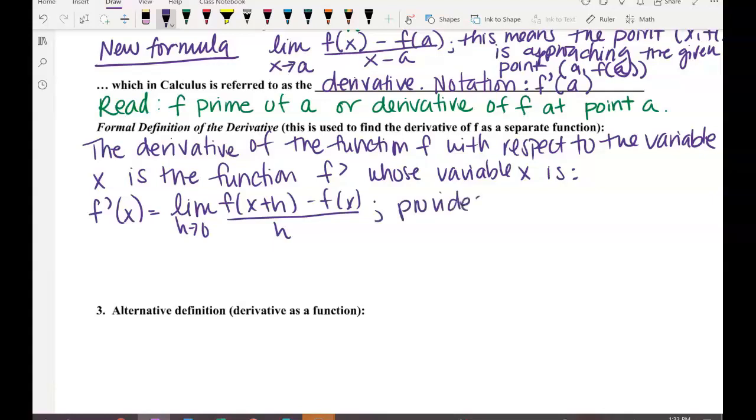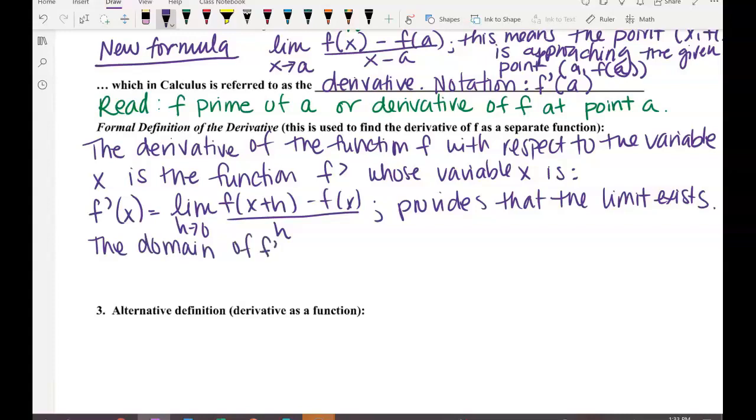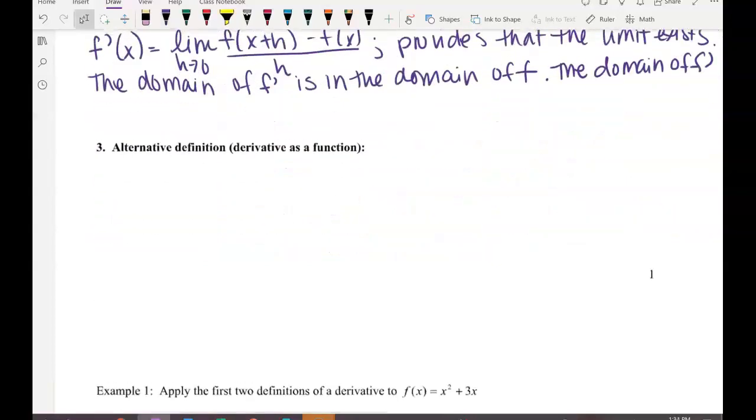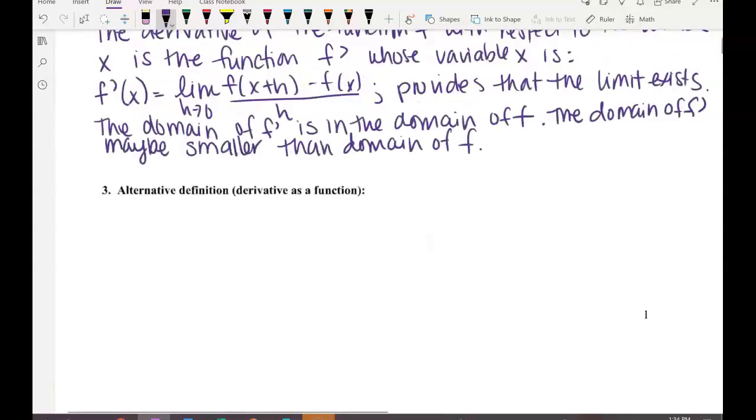Provided that the limit exists. Now the domain of f prime is in the domain of f, which means, guys, the domain of f prime may be smaller than the domain of f.